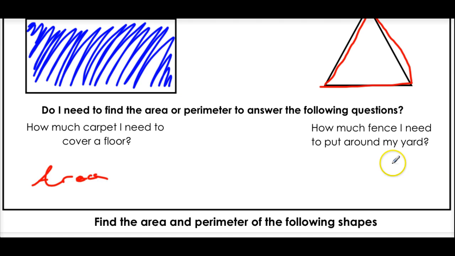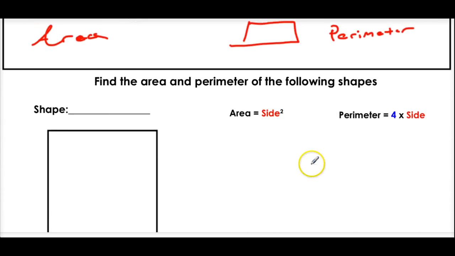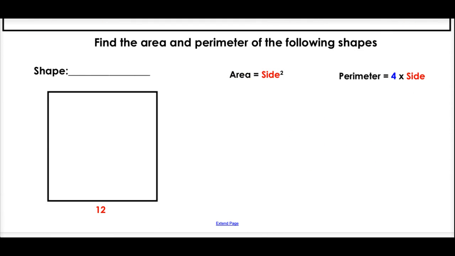Area. Now the second question, how much fence I need to put around my yard. So if I had a yard and I was putting fence around it, what would I need to know? The area or perimeter? That's right, the perimeter. Okay, moving along, let's go into our formulas. These are going to come in really handy in this unit, so pay attention and have these memorized.